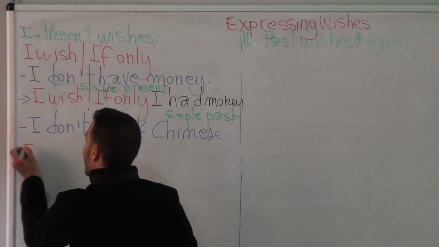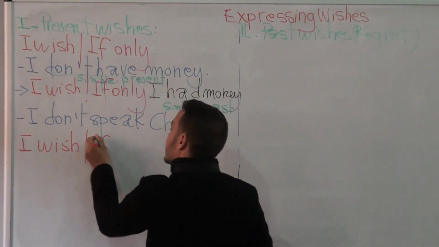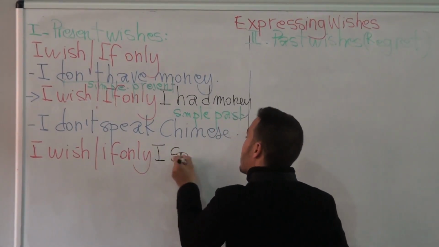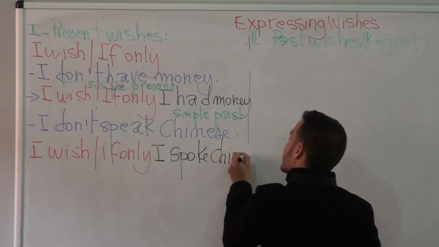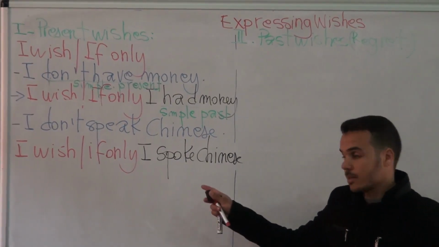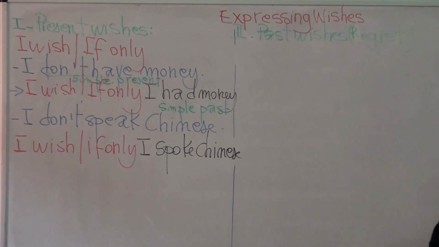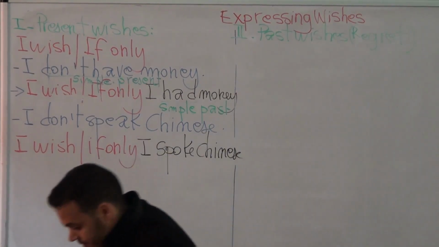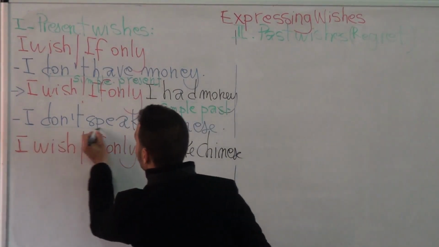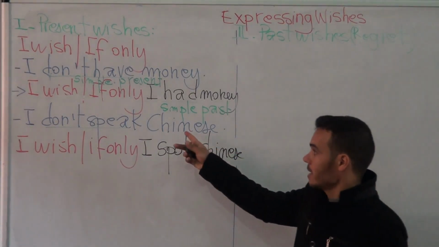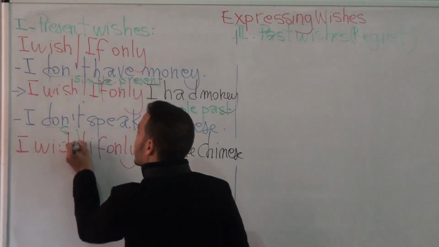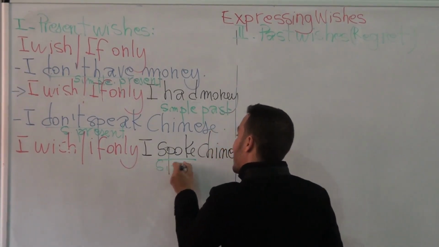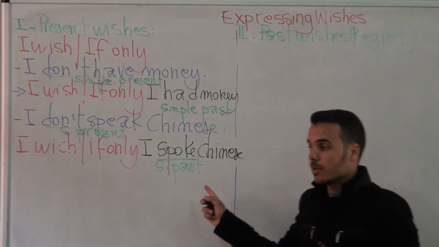So, I'm going to say, I wish, or if only I spoke Chinese. Right? So here I wish the opposite. I wish my situation, which is not speaking Chinese, were different. That is, I wish if only I spoke Chinese. Right. So here, again, the verb is in the simple present. So we know now that this sentence is in the present. I don't speak. This is simple present. Now, and spoke, it is the simple past. Right? So the simple present becomes the simple past.